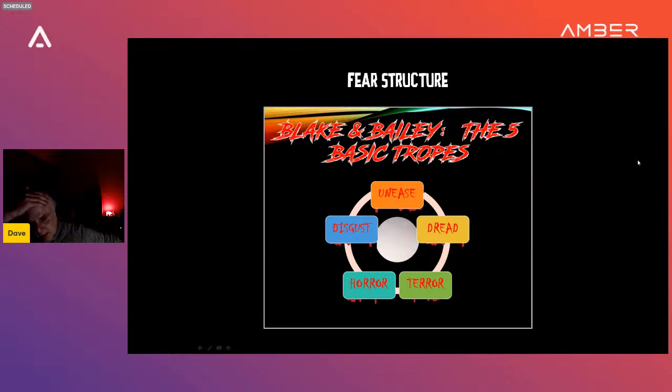Also, we've got to think about the structure of fear. Now I'm using the Blake and Bailey structural form here. I really, really like this structural form, mainly because the terminology is consistent amongst the greatest horror writers. They refer to unease, dread, terror, horror, disgust. Stephen King and H.P. Lovecraft and Orson Scott Card, John Carpenter, they use these terminologies. So I really like the Blake and Bailey structural form here.